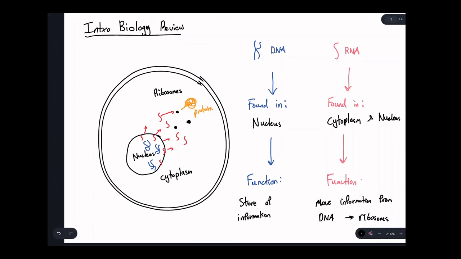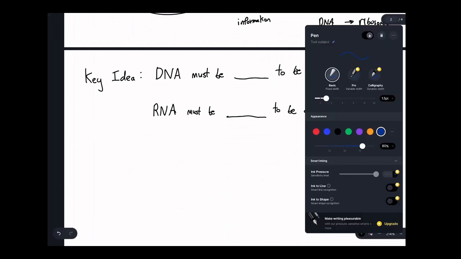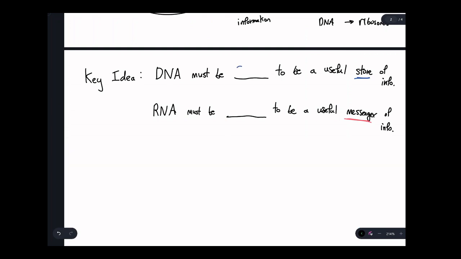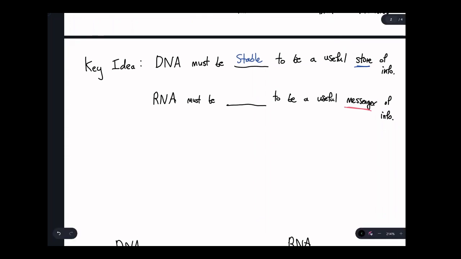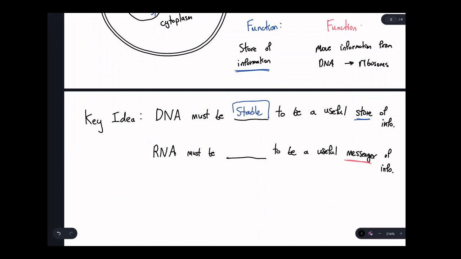So that's the key difference in their function. And why does that matter? Well, the key idea here is that DNA must be stable. It must be stable to be a useful store of information. If you're going to store information, we want that information to be there with us our whole lives, hopefully 80 plus years. Mutations in that DNA sequence, if it's unstable and it starts changing, could change genes that are incredibly important for survival. That could kill you, or cause cancer or all sorts of things. So in order to be a useful store of information, which is its function, DNA needs to be stable.